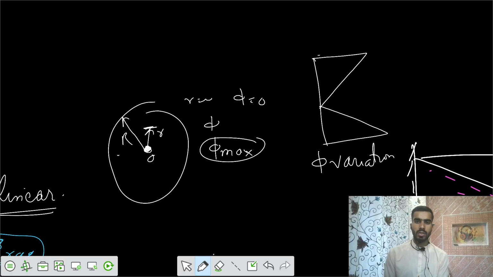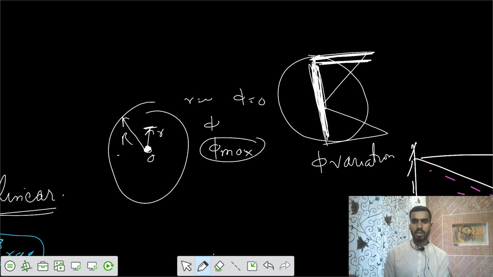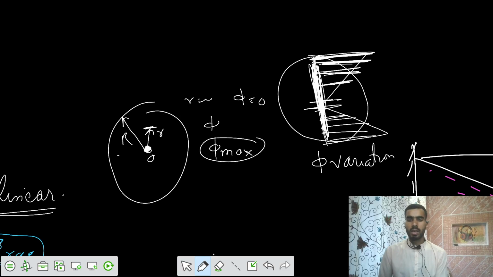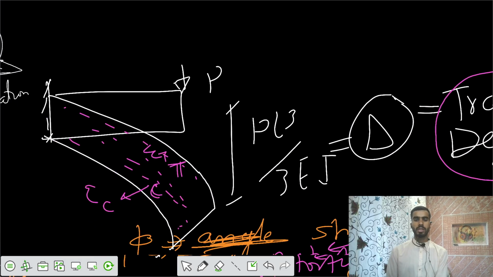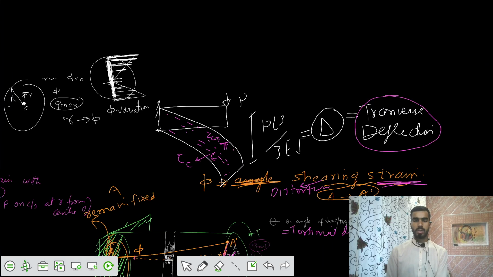Let's say this is the cross section. Along this line, along these points, the shearing strain would be this one. Here the shearing strain would be 0. So this is the linear variation of shear strain along the cross section, because your r is varying, your phi is also varying. Now we want to derive one thing from that.